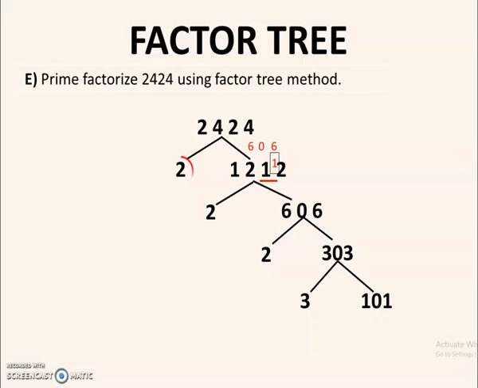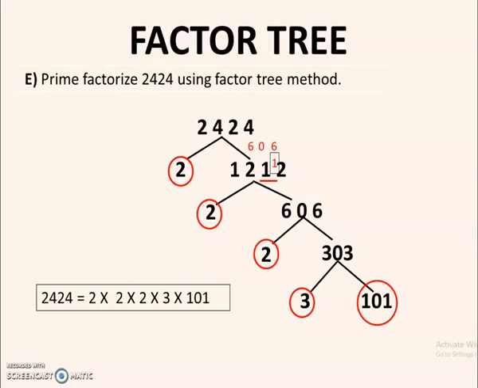So now let's circle the prime numbers. I hope there is no composite number that I have left out. Is there any composite number that I have left out? No, there is no composite number. So let's write the answer. 2424 is equal to 2 into 2 into 2 into 3 into 101. I know 101 was a large number, but then I have done the sum, so no problem. This is the answer.